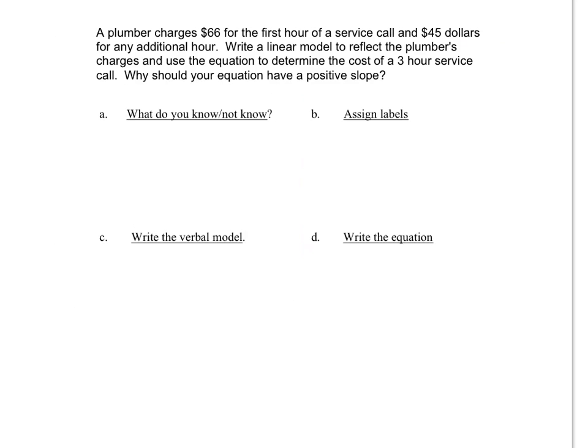Let's do one more example. Okay, a plumber charges $66 for the first hour of a service call and $45 for any additional hours. It says, write a linear model to reflect the plumber's charges and use the equation to determine the cost of a 3-hour service call. Then, why should your equation have a positive slope? Okay, well, what do we know and not know?